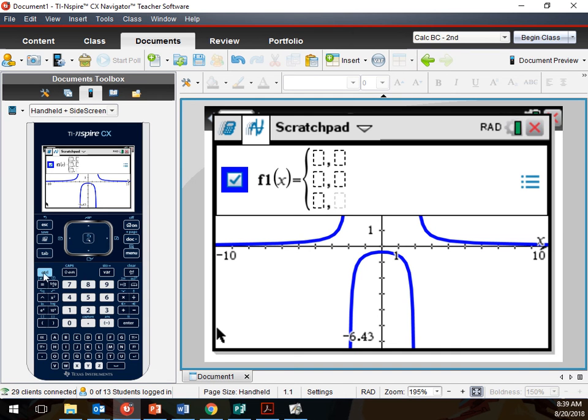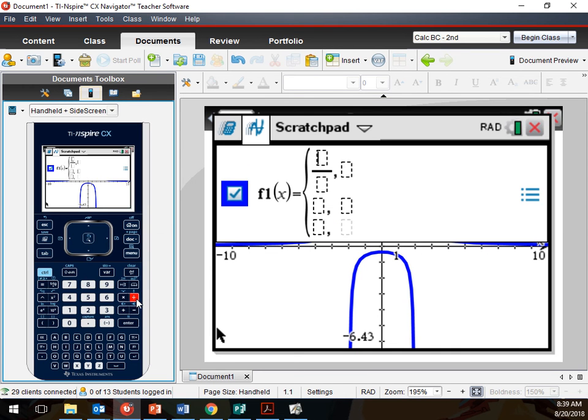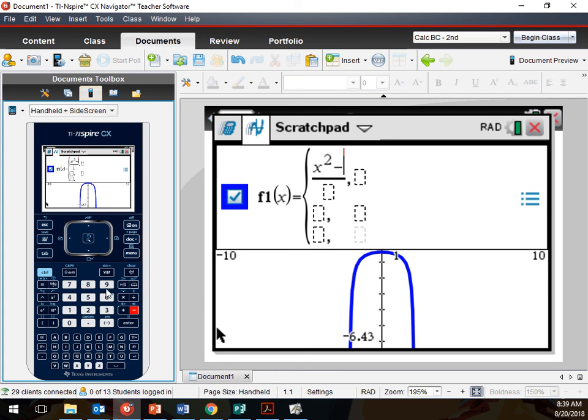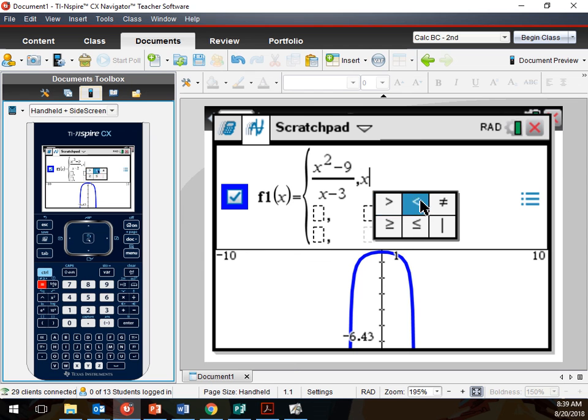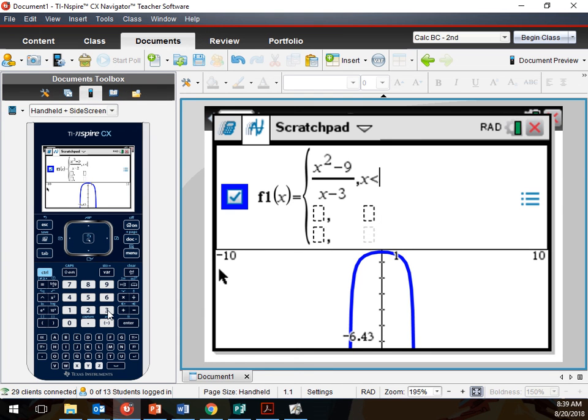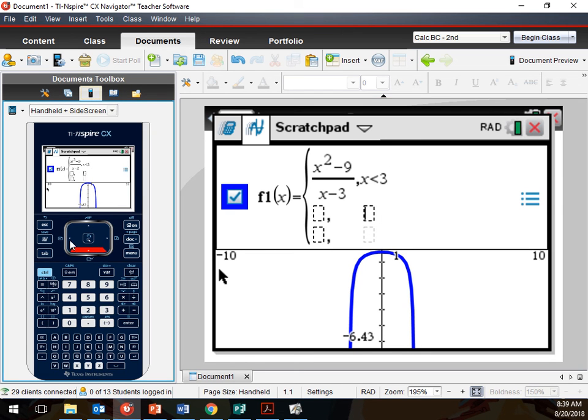Okay, so put my fraction, control, divide. What was it? X squared over x minus 3? Yeah. And this is when x is, right here below the control, so control equal, and you want less than 3. Let's go to the next part.